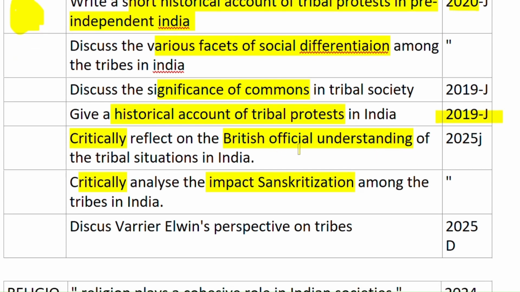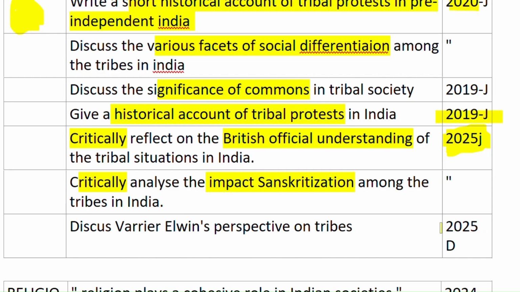Critically reflect on the British official understanding of tribal situations in India. In 2025 June, we know the colonial perspective of caste was very prominent. Now the questions have started asking about the colonial perspective on tribes. It's a new trend emerging in 2025 June, so they might repeat. They might go with this trend, so keep that in mind. Critically analyze the impact of Sanskritization among the tribes in India. That's an important question, the impact of Sanskritization.